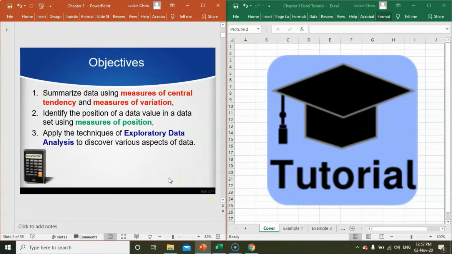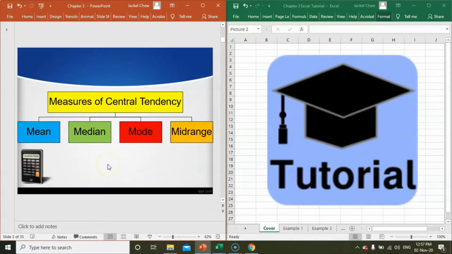The objectives of learning this chapter are to summarize data using measures of central tendency and measures of variation, to identify the position of a data value in a dataset using measures of position, and to apply the techniques of exploratory data analysis to discover various aspects of data.